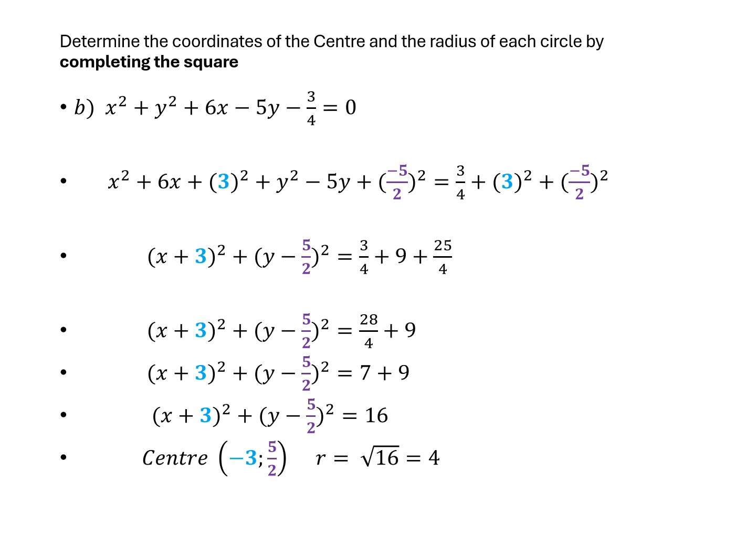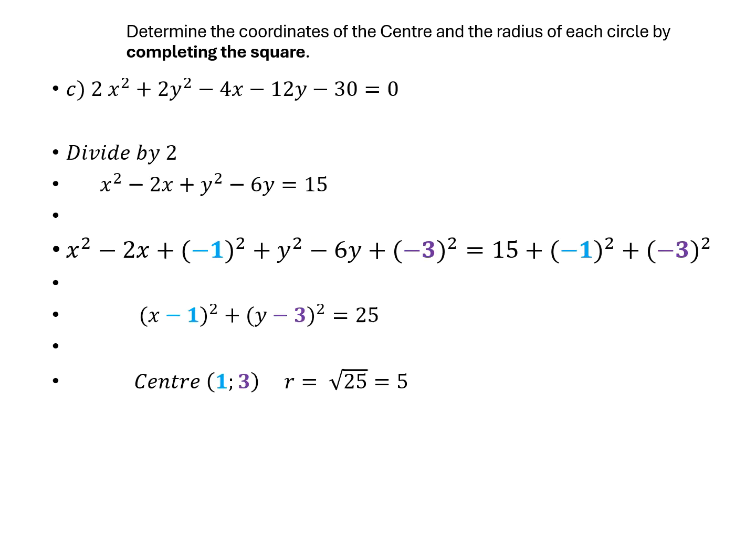Alright, let's look at the third problem. Determine the coordinates of the center and the radius of each circle by completing the square. Again, they've mixed. I have 2x squared, 2y squared, minus 4x, minus 12y, minus 30.